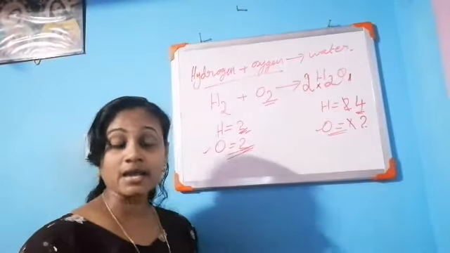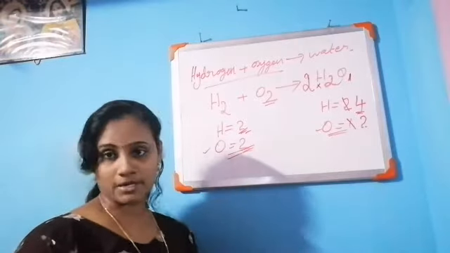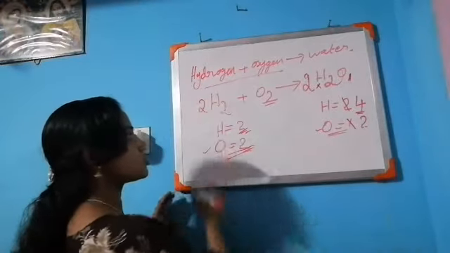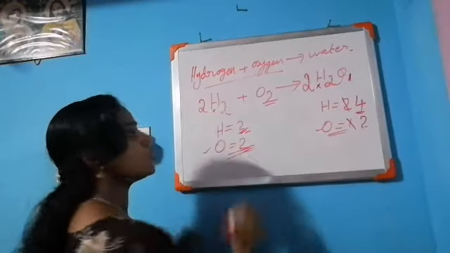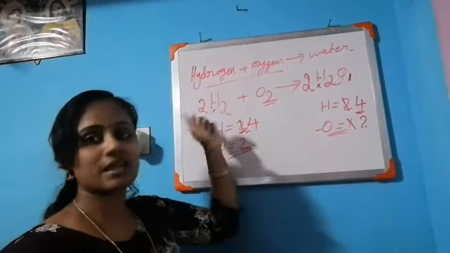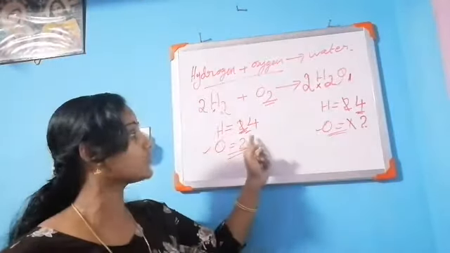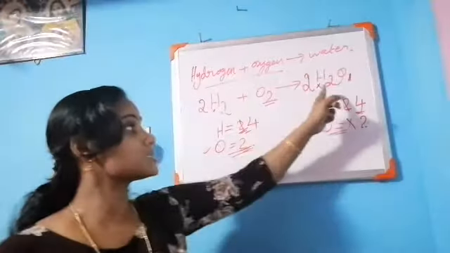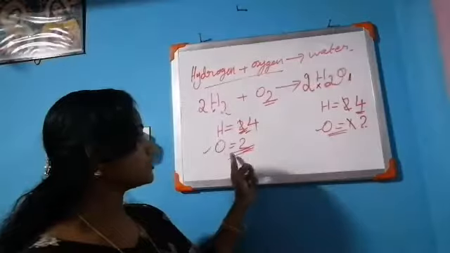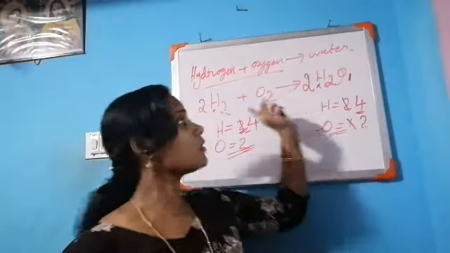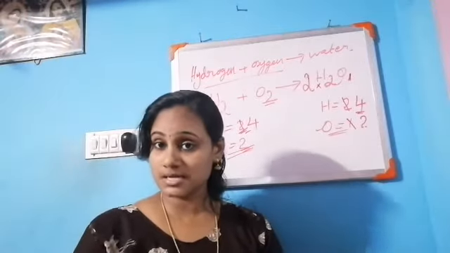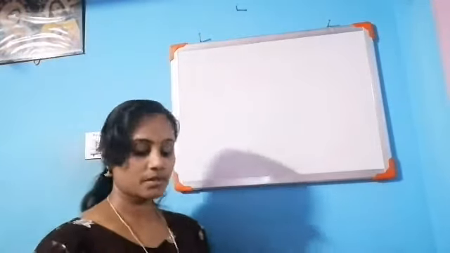So multiply by the less side of that element or compound. Here 2. So multiply by 2. Now 2 into 2, 4 hydrogen. Now hydrogen on the left side, that is on the reactant side, 4. Okay. That is in the product side, hydrogen 4. Oxygen 2. Oxygen 2. Now the equation is balanced. This is the balanced chemical equation. Is it clear? One more example.